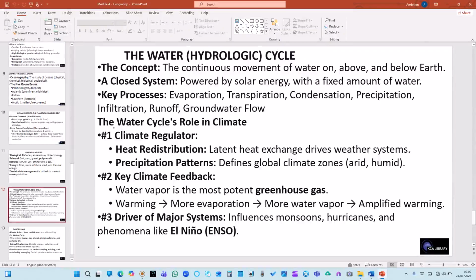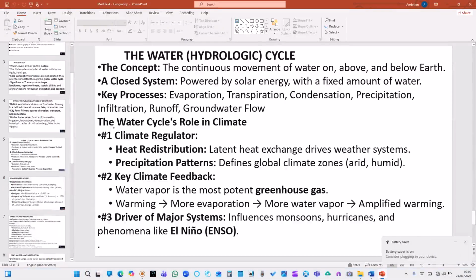Number two is precipitation patterns. So the water cycle helps to define when rain falls. It defines global climatic patterns such as arid, humid, and so on and so forth. So these are the number one importance of the water cycle.